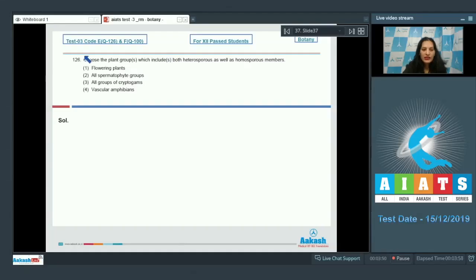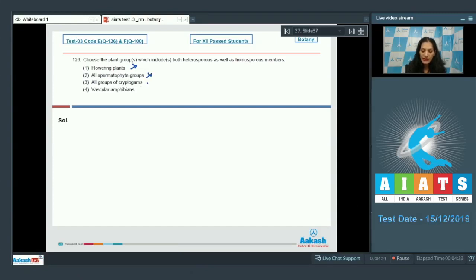Question number 126. Choose the plant group or groups which include or includes both heterosporous as well as homosporous members. Flowering plants, they are only heterosporous. All spermatophytes. Spermatophytes are gymnosperms and angiosperms because they produce seeds. So this is not true.